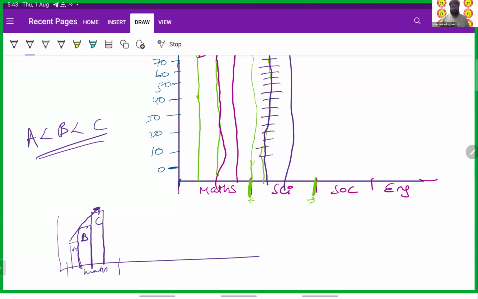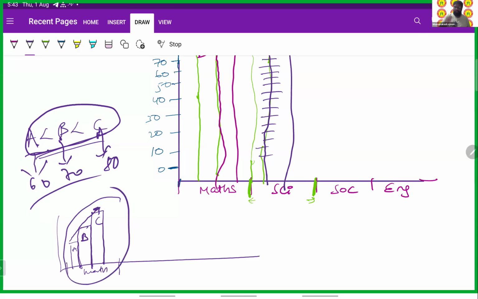A, B, C. Are we satisfying this condition or not? A is less than B, B is less than C. That is, A got 60 marks, B got 70 marks, C got 80 marks. So through this graph, without values, you came to know that A got the least marks, then B, and the topper is C.